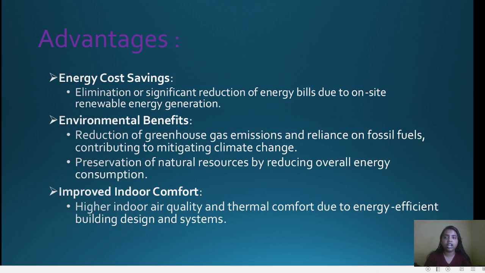Let me look over the advantages. Energy cost saving: elimination or significant reduction of energy bills due to on-site renewable energy generation. Environmental benefits: reduction of greenhouse gas emissions and reliance on fossil fuels, contributing to mitigating climate change. Preservation of natural resources by reducing overall energy consumption.